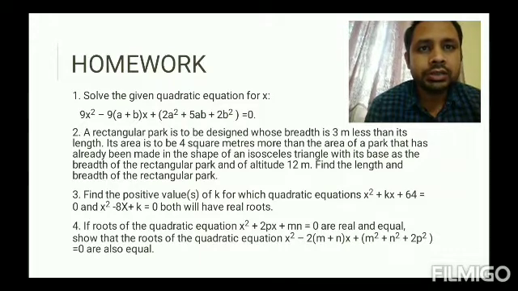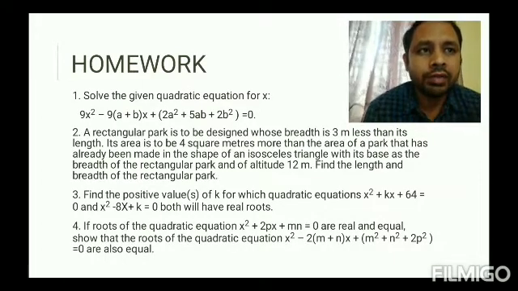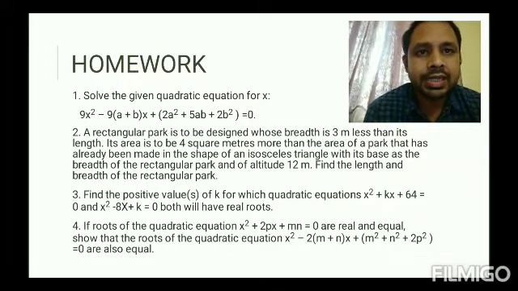The homework questions are: first one, solve the given quadratic equation for x. In the first one we have to solve this question and find the value of x. We have a quadratic equation as 9x square minus 9(a + b)x + 2a square + 5ab + 2b square equals 0.